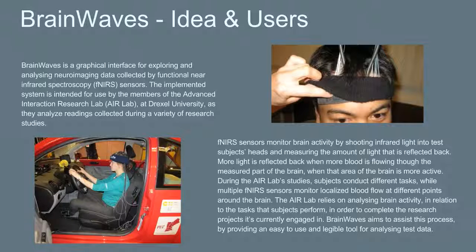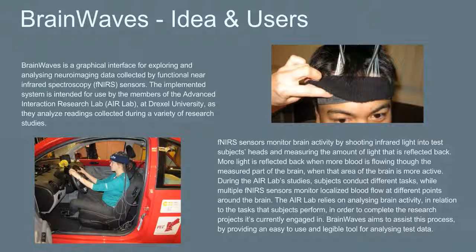So if more blood is flowing through that part of the brain the light's being shined into, more light will reflect out, and from there they can make assumptions about how much brain activity is taking place in that certain part of the brain.